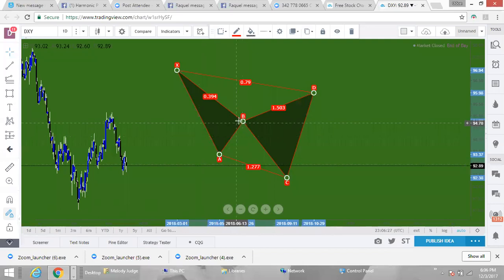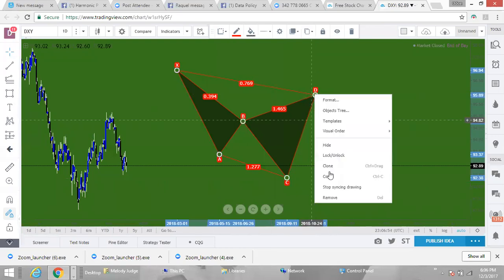After a B leg has been identified, we bring out the Fibonacci extension from X to A back to X, and we need a 127 extension to be hit in order for a valid C leg to be formed. Now, once we've identified our C leg, we'll be looking to enter the market at the 786, which will complete our D leg.